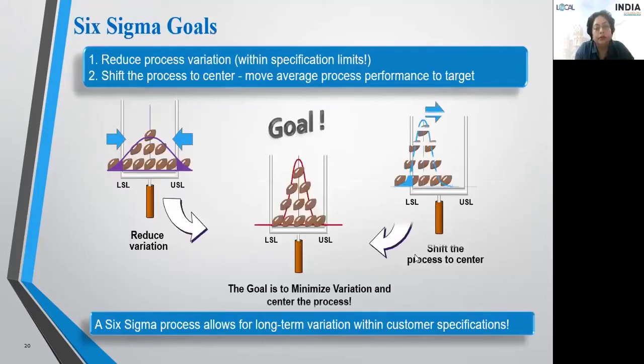So the Six Sigma goals: reduce process variation within specification limits, the upper specification limit and the lower specification limit. So we need to reduce the process variation. And the goal is to minimize variation and center the process. Shift the process to the center, move average process performance to target. A Six Sigma process allows for long-term variation within customer specifications.